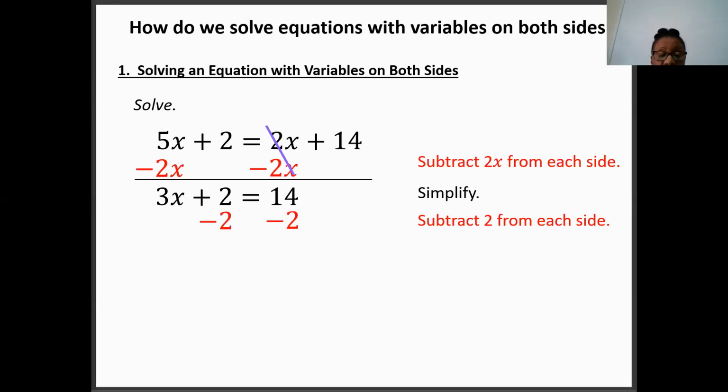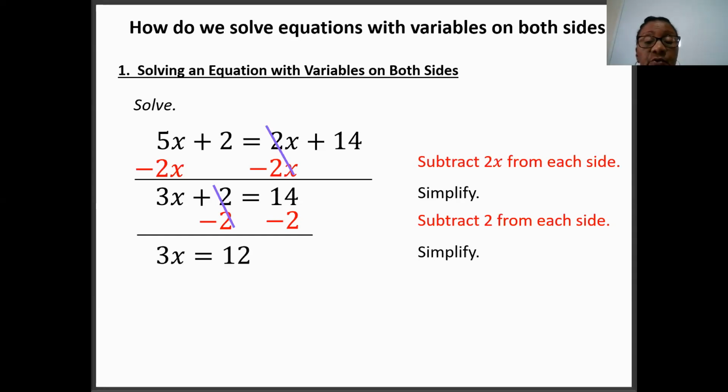And when we subtract 2 from both sides, what happens? On the left-hand side, the 2 is canceled out. And now we are left with, we will simplify now, and we have 3x is equal to 12.